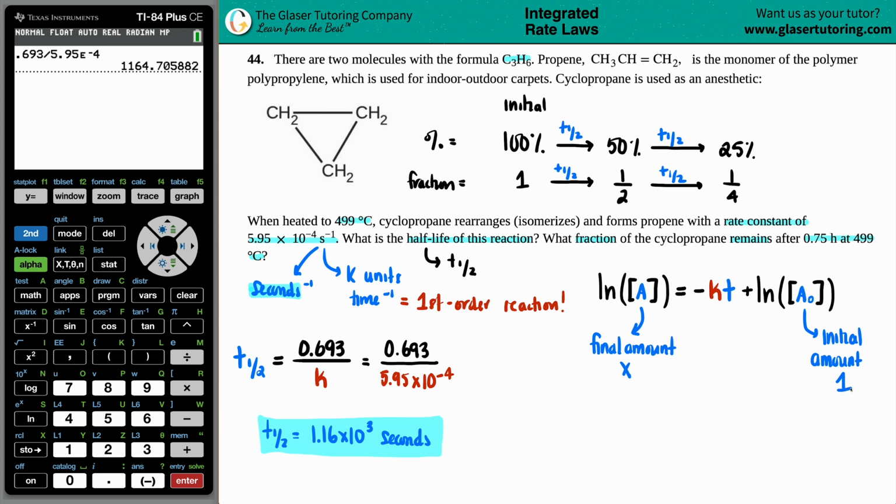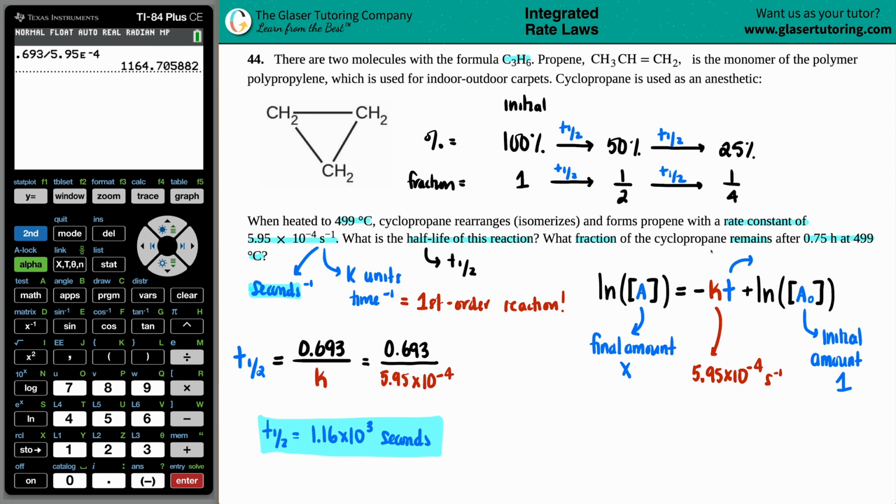Because when you're talking about fraction form, the highest fraction is 1. The K value, well actually we didn't find it, the K value was what they told us. They told us that it was 5.95 times 10 to the negative fourth seconds to the minus 1. And now this time, the lowercase t does not have that subscript half, which means that this is the time that we're looking for in the problem.